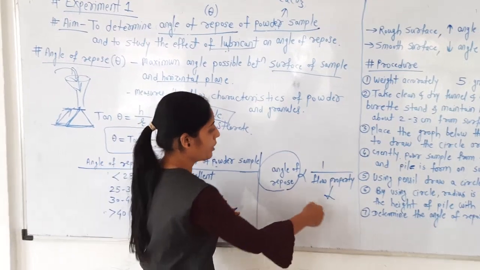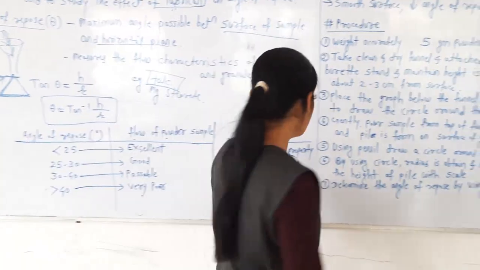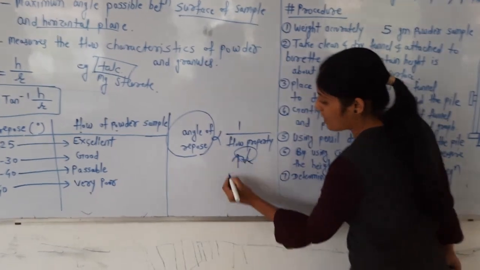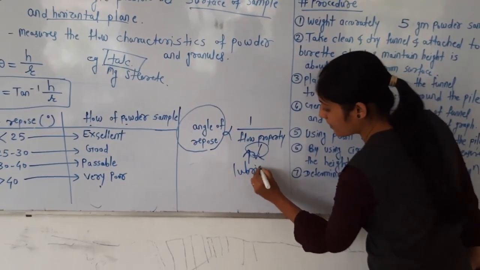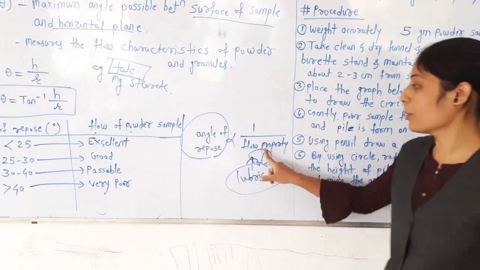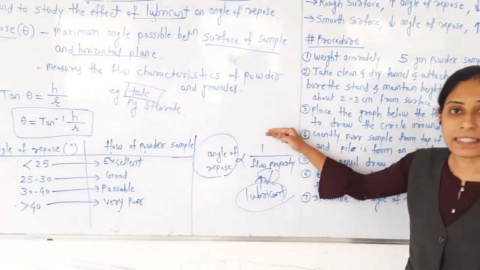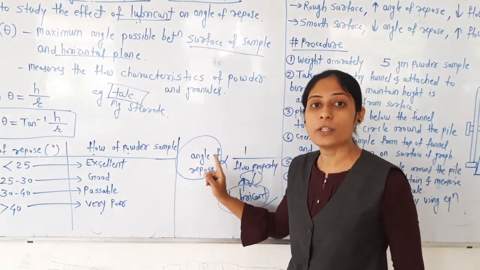And how can we improve the flow property? We have to improve the flow property by adding lubricants. In the powder sample we can add lubricants. When we increase the concentration of lubricant, the flow property of the powder sample increases, and if the flow property of the powder sample increases, its angle of repose value decreases.